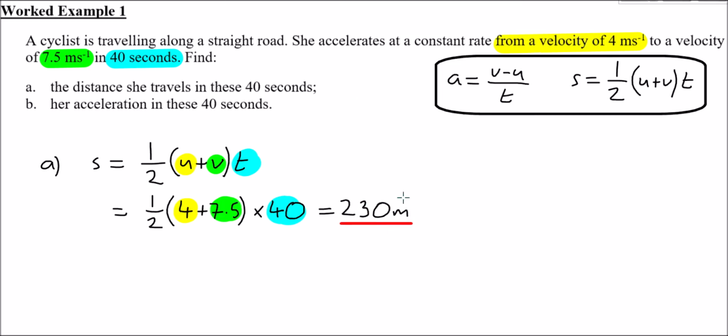We can now think about part B. Part B says what's her acceleration in these 40 seconds? Well, now we can use this formula here: a equals v minus u over t. So v is 7.5, u is 4, and t is 40.